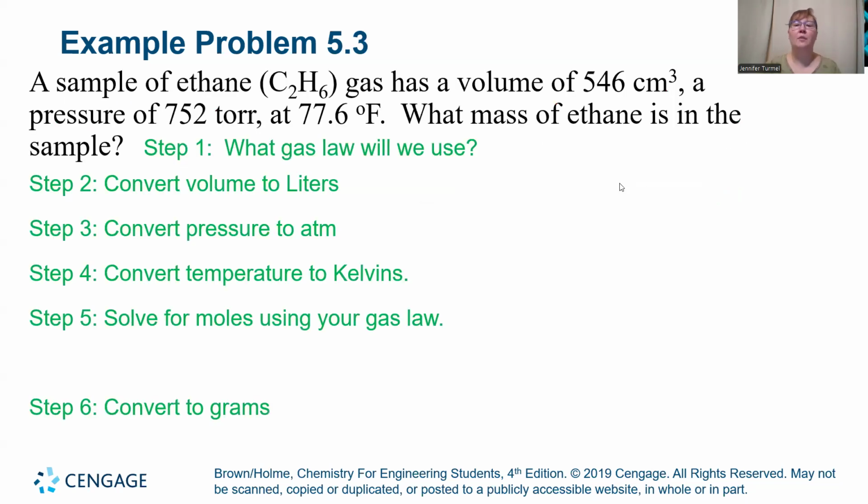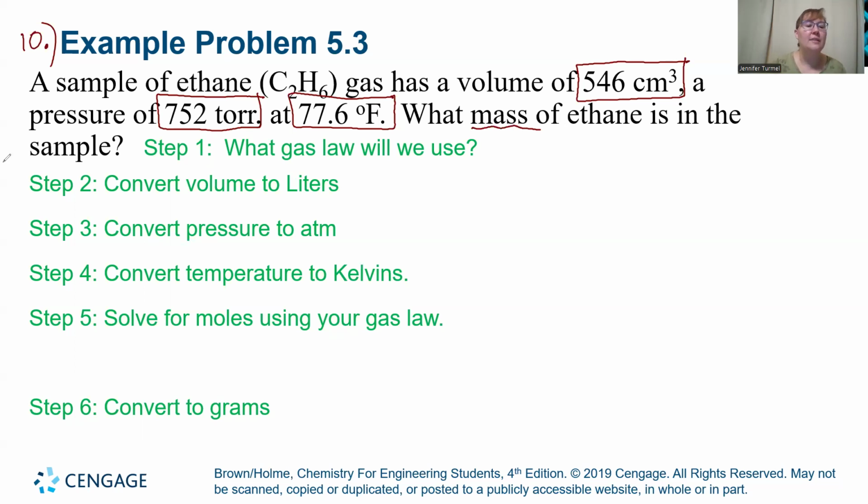Let's take a look at another one. This is starting to get into some larger, more complicated ones. Okay, so this is slide 10, and I have a bunch of steps here for you to use. So first of all, we have a sample of ethane, C2H6 gas, and it has a volume of 546 centimeters cubed. We have a pressure of 752 torr, and we are at 77.6 degrees Fahrenheit. Okay, and we want to know what mass of ethane is in the sample.